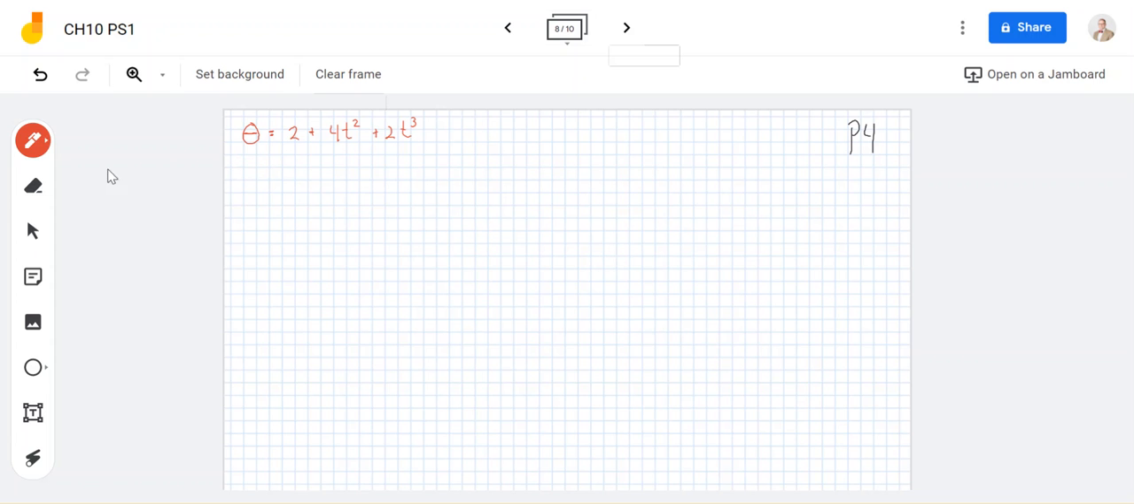All right, so no problem. So let's do the first one. At time t is equal to 0, what's the angular position? So the position at 0 is equal to, well, I'm just going to plug in. So I have 2 plus 4 times 0 squared plus 2 times 0 cubed. And I see that my position starts at a position of 2 radians.